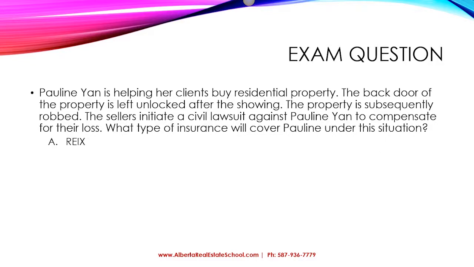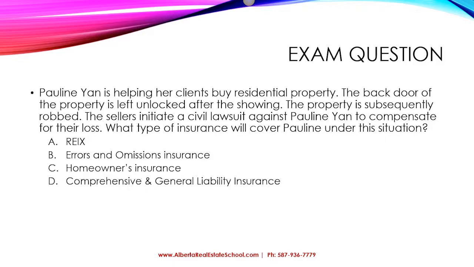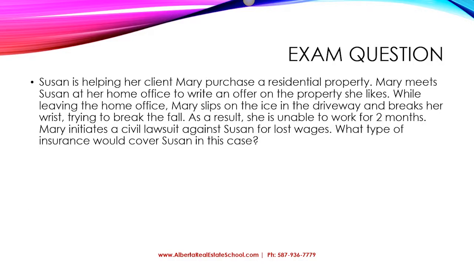Options are A. REIX, B. Errors and omissions insurance, C. Homeowners insurance, D. Comprehensive and general liability insurance. The correct answer here is D, comprehensive and general liability insurance. So similar to the example that we talked about earlier, anytime there is a robbery which results from you showing the property will fall under your comprehensive and general liability insurance.